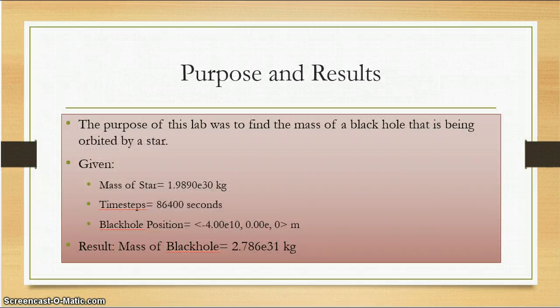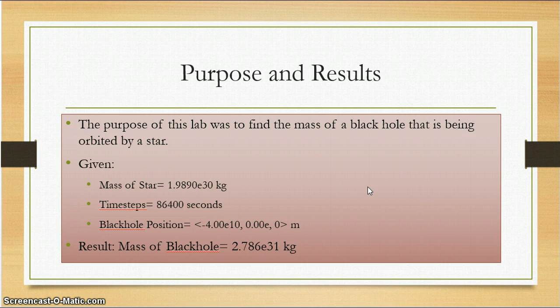This week's lab, we observed a black hole and a star that was orbiting the black hole. The purpose of this lab was to find the mass of the black hole that is being orbited by the star. For this, we were given the mass of the star, which was 1.989 times 10 to the 30 kilograms, the black hole's position, which was -4 times 10 to the 0, 0 meters.